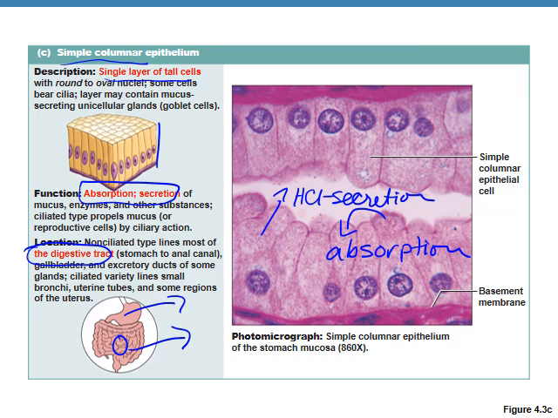So different parts of the digestive tract are both going to have simple columnar epithelium, but one's going to be involved in secretion and one's going to be involved in absorption.